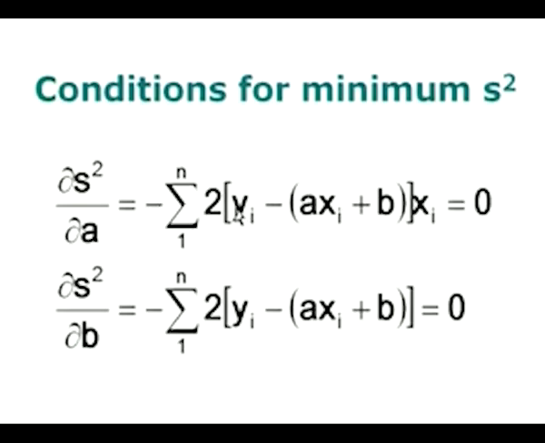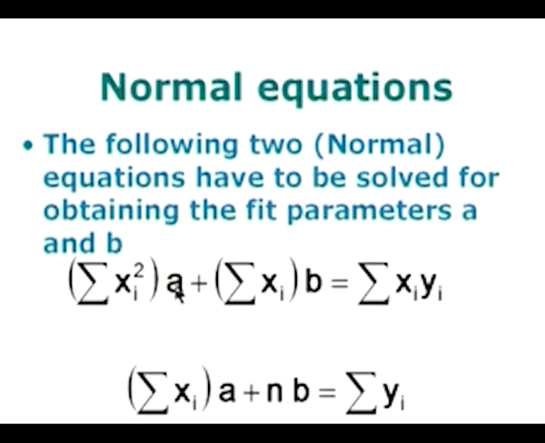Sigma 1 to n yi equal to, I am taking this to the other side, sigma 1 to n a times xi, a is a constant, so I take it outside. So, you see that I write it as a into sigma xi squared plus b into sigma xi is equal to sigma xi yi. All this summation is over the values i equal to 1 to n, and I have not explicitly shown it because it is understood from the symbol here. So, this is the first equation.